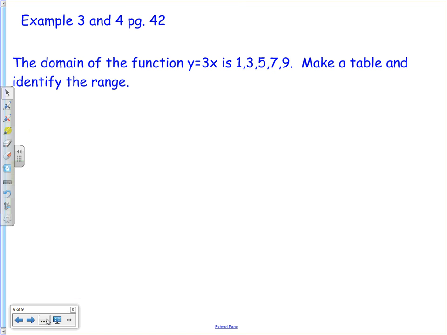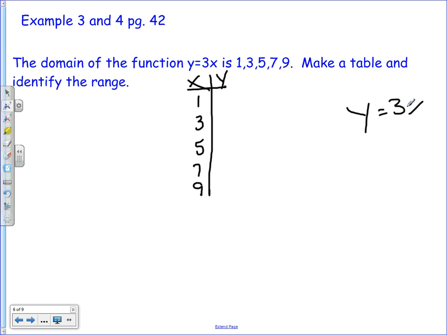Example 3 and 4 on page 42, we have a rule, y equals 3x, and we have our domain. So what we're going to do, we're going to make a table. I like the tables that go like this because your paper already has the blue lines that make each entry easy to read. Our domain or our X value is 1, 3, 5, 7, and 9. We substitute these values into this equation to get our range or our Y value. So 3 times 1 is 3, 3 times 3 is 9, 3 times 5 is 15, 3 times 7 is 21, 3 times 9 is 27.